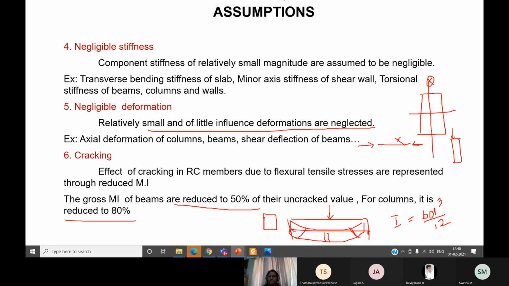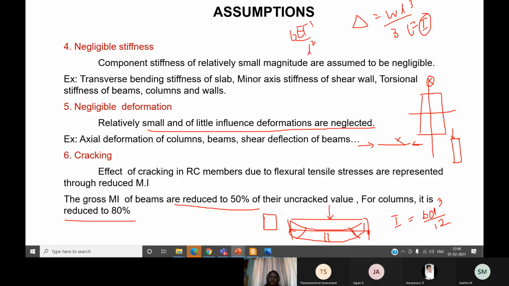We know that, as I told you, deflection delta is equal to WL cubed by 3EI. So I has an important role. When you model it, the moment of inertia has to be given as an input. Or for stiffness, it is 6EI by L squared. So these are some of the stiffness calculations.